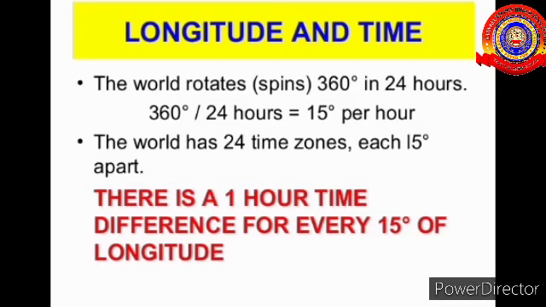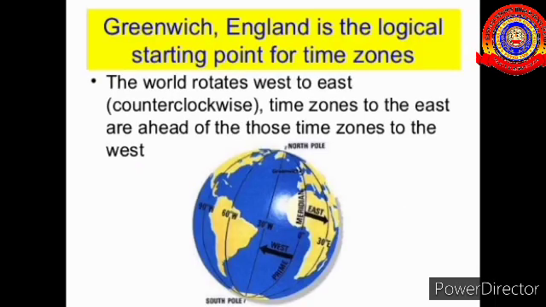Longitude and time. The world rotates 360 degrees in 24 hours. 360 degrees divided by 24 hours is equal to 15 degrees per hour. The world has 24 time zones, each 15 degrees apart. There is a 1-hour time difference for every 15 degrees of longitude. Greenwich, England is the logical starting point for time zones. The world rotates west to east. Time zones to the east are ahead of those time zones to the west.